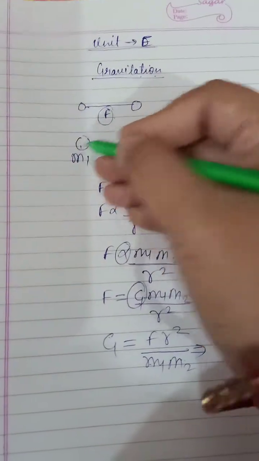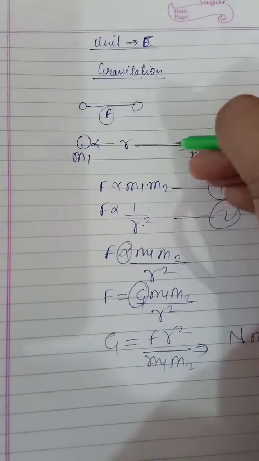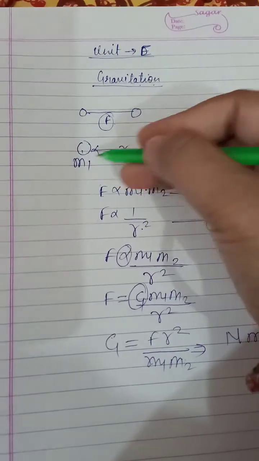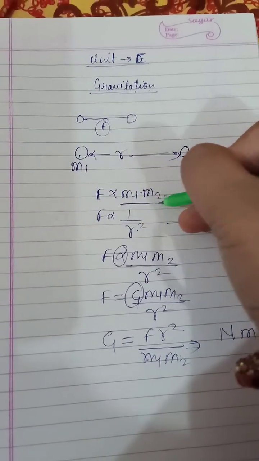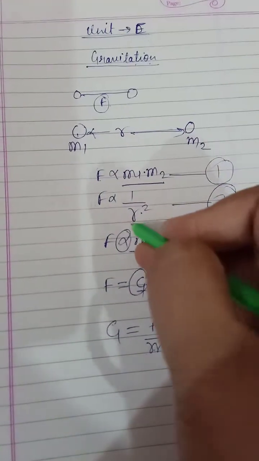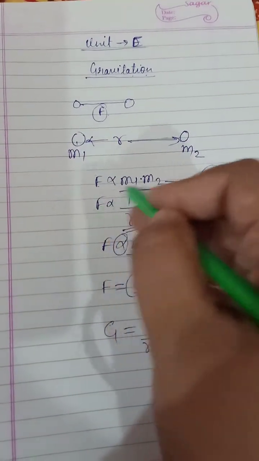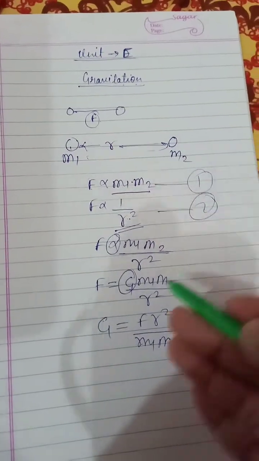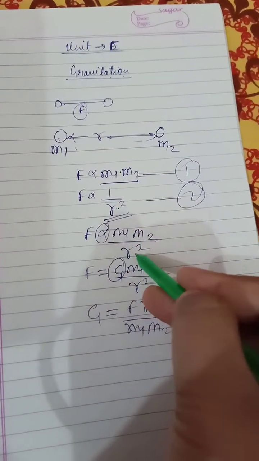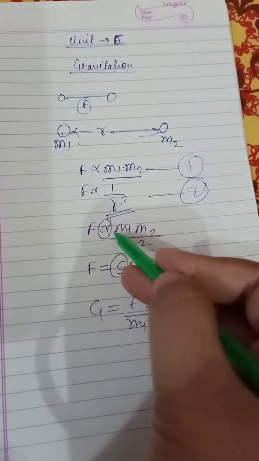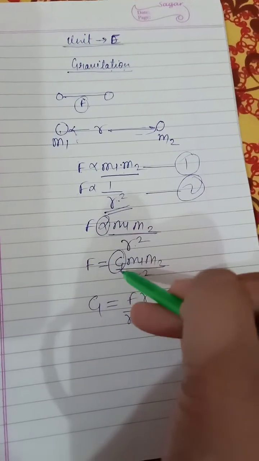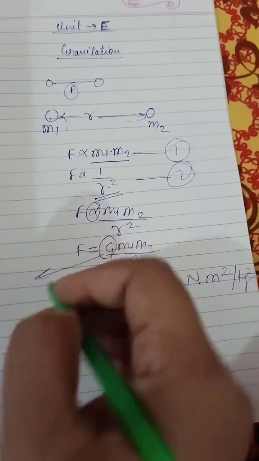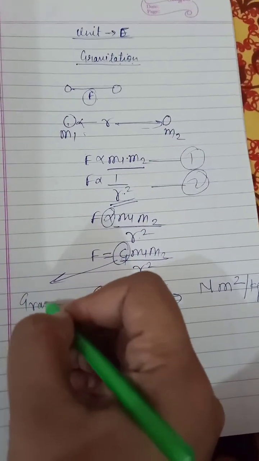It says that if two masses m1 and m2 are placed at a distance r, then the force of attraction acting between them is directly proportional to the product of their masses, and inversely proportional to the square of the distance between them. When we combine these two, we have F proportional to m1 m2 by r square. When we remove the proportionality sign, we have a constant G. This is called the gravitational constant.